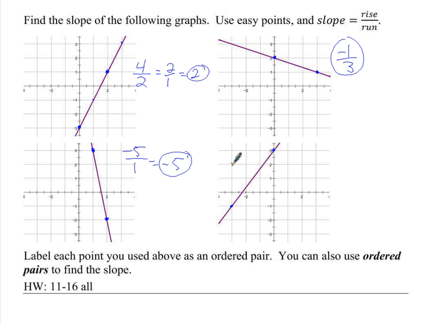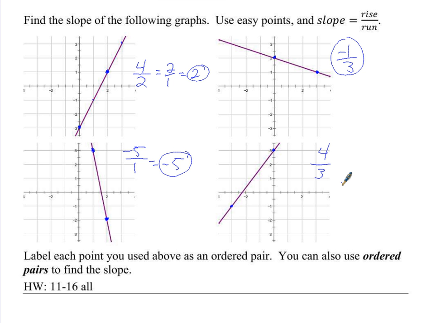Up. 1, 2, 3, 4. So I write down 4 over 3. 4/3 is the answer. Does that fraction reduce? No. If it did, we'd have to reduce it. You always reduce your fractions.